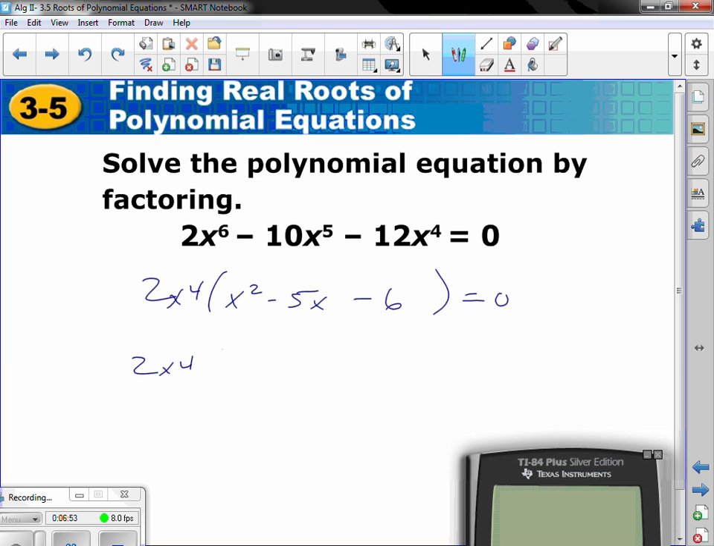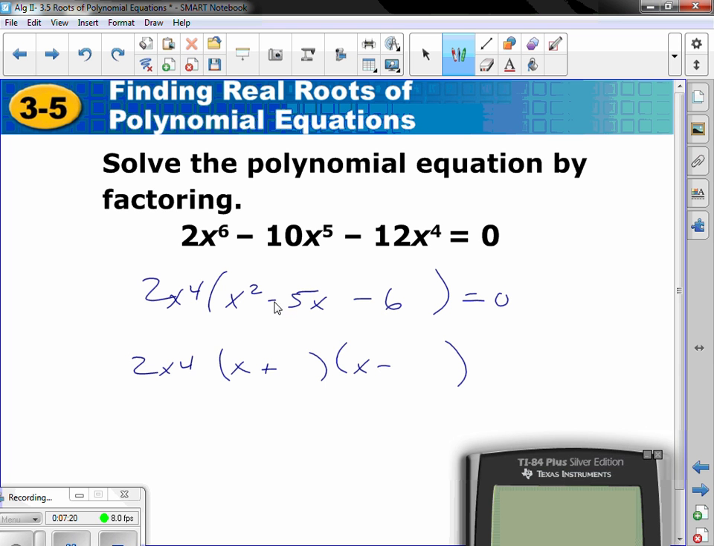2x to the fourth, x squared, and the signs are different, so it's plus minus. Two numbers that multiply to get you 6, but subtract to get you 5. 6 and 1 subtract to get me 5. Some of you had 3 and 2. 3 and 2 does get me 6, but it only subtracts to get a 1.